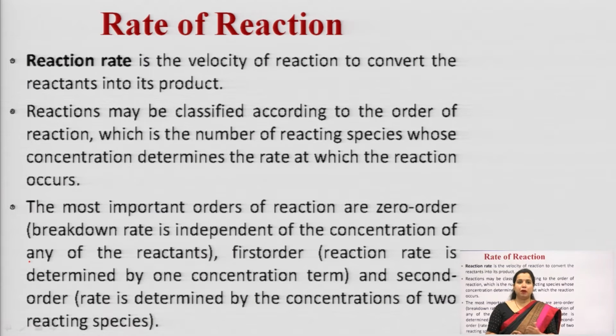The most important order of reaction is 0 order. Breakdown rate is independent of the concentration of any of the reactants. That means, the 0 order reaction does not depend on the concentration of the reactants participating in the reaction. First order reaction is determined by one concentration term, and second order is determined by the concentration of two reacting species. So, this is how we categorize order of reaction based on the components participating in the reaction.